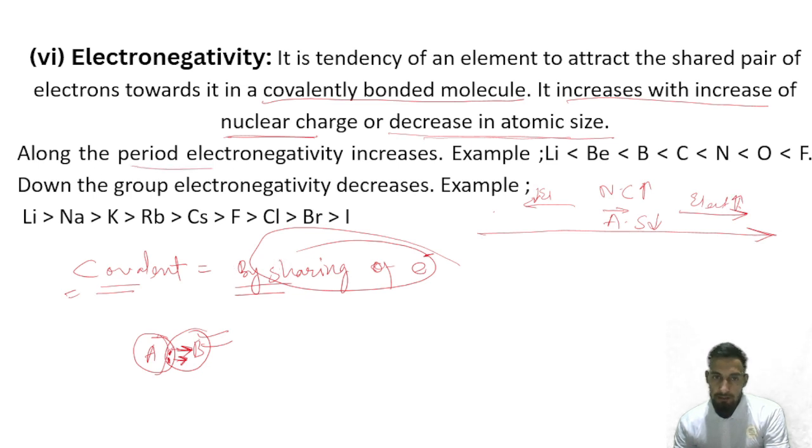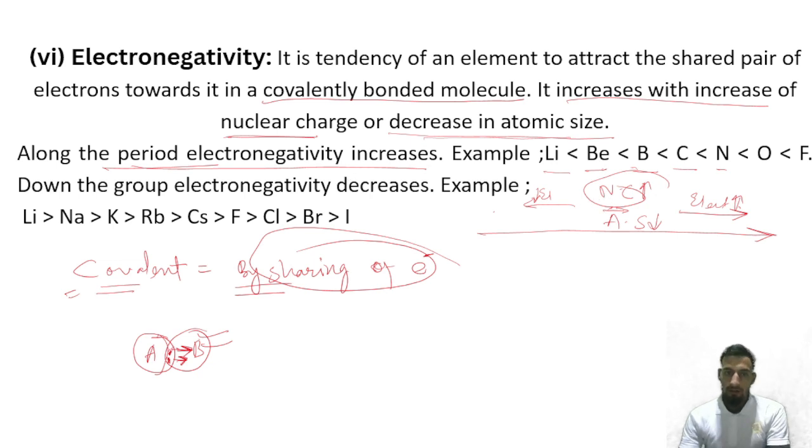So the trend is along the period electronegativity increases. Why? Because the atomic size decreases and also the nuclear charge increases. So along the period it increases. Like lithium is less electronegative than boron. Beryllium is less than boron. Boron is less electronegative than carbon. Carbon is less electronegative than nitrogen and oxygen and fluorine and so on. So the trend is that the electronegativity increases on moving from left to right along a period.